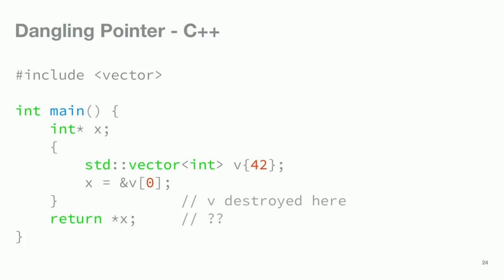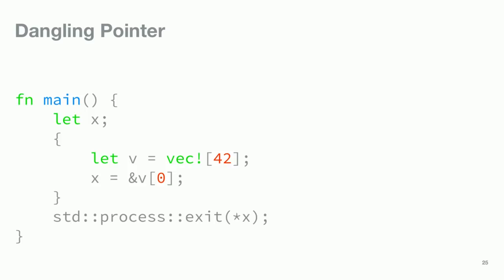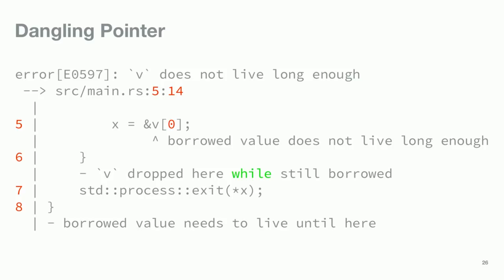If you have the equivalent code in Rust, so here we're assigning x as a reference to the first element of a vector v, then we try and dereference it. Well, we can't even get to the dereferencing because the lifetime checker knows that v does not live long enough. We're trying to borrow a value that does not live long enough. v gets dropped here while it's still borrowed, and the borrowed value needs to live here.